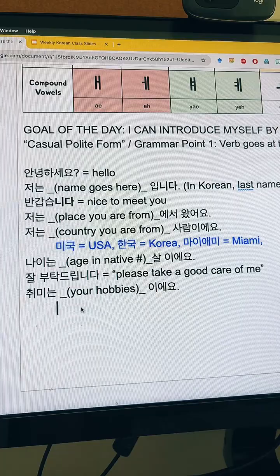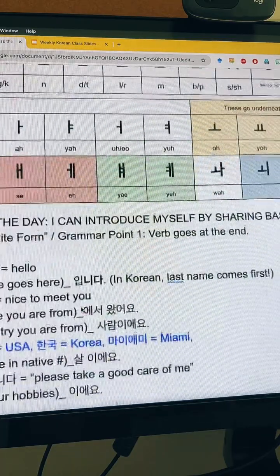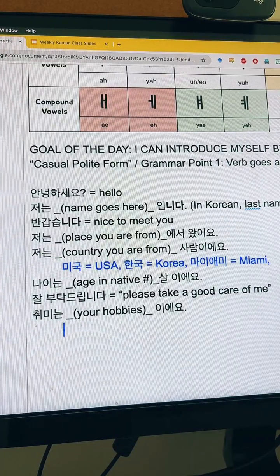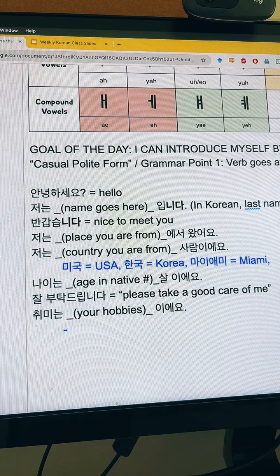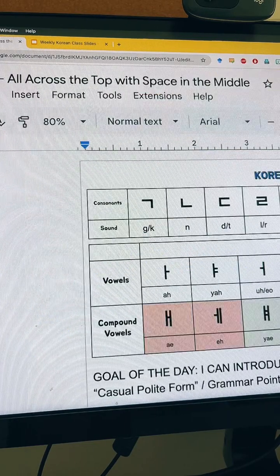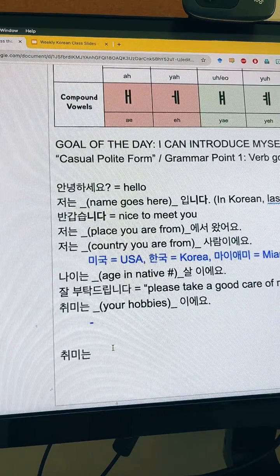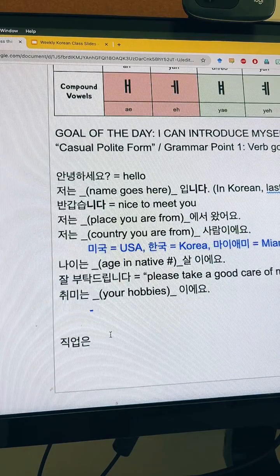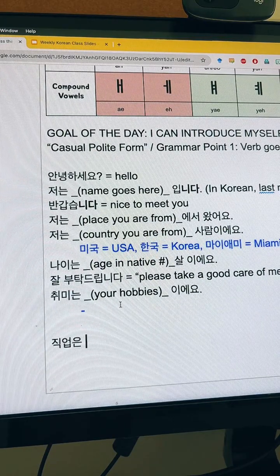So what are some 취미 words that we can learn? What are some hobby words? Okay. While you think of your hobby words, Farah has a question. Do Koreans say their occupation when introducing themselves? Yeah, they do. Yes. So we can do that next. After 취미, maybe we can talk about 직업.